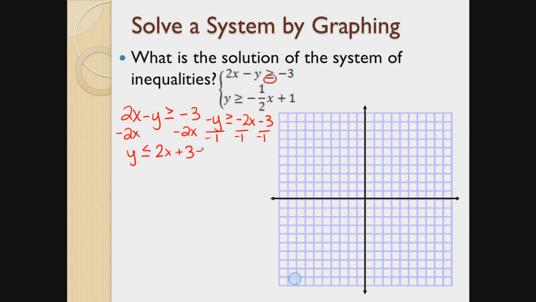So to graph this equation, we're going to start by going up 1, 2, 3, and then we're going to go up 2 and over 1, or down 2 and left 1. Because it is equal to, we're going to draw a solid line.